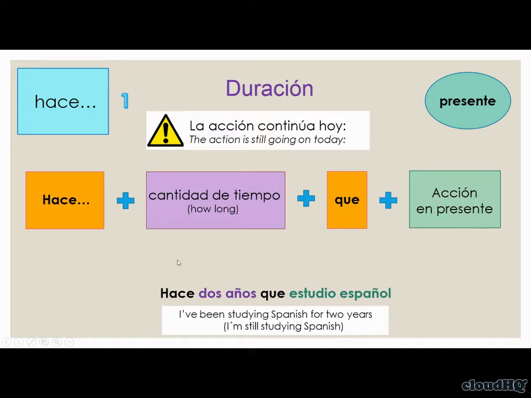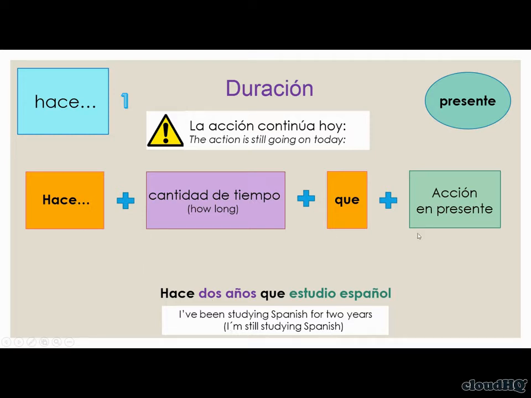So this is the formula to express how long something has been going on and it's still going on at present. We start with hace, we need the quantity of time, we need que, and then the action. In English, I've been studying Spanish for 2 years. The structure is quite different. We start with the action, estudio español, and then we've got the how long, for 2 years. So it's a bit different in Spanish.